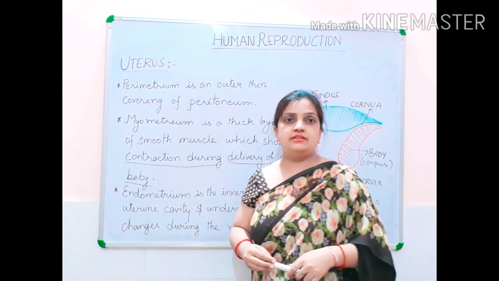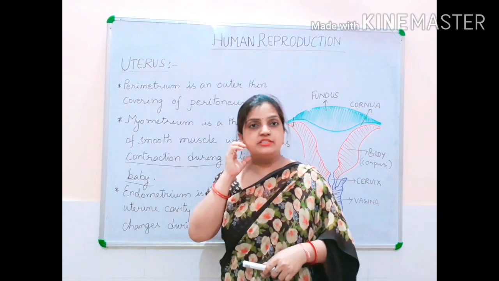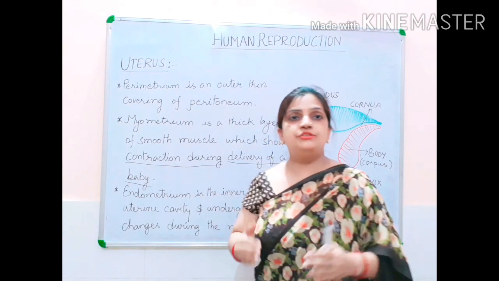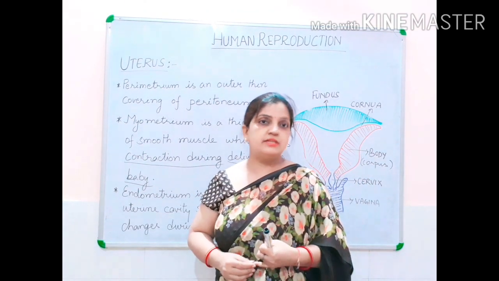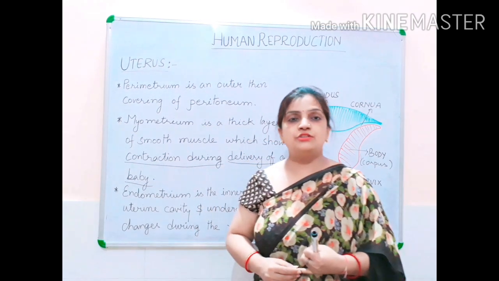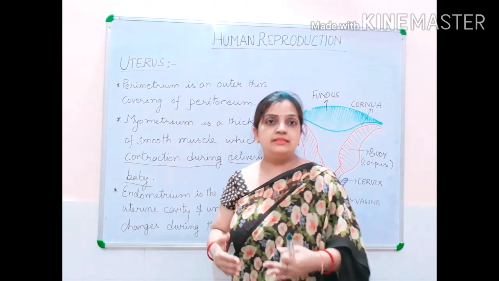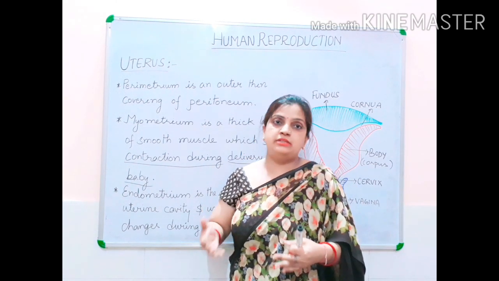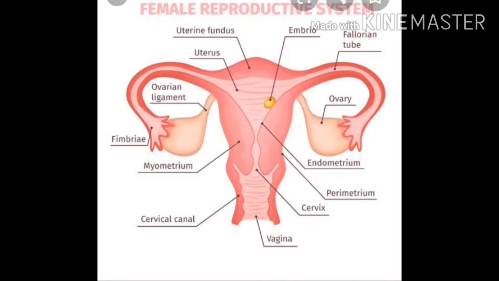Now children, let us elaborate the structure of the uterus in more detail. A few minutes back I told you that the uterus is made up of three walls. The body of the uterus is made up of three walls: perimetrium, myometrium and endometrium. Now let us discuss in more detail, with some extra points other than the NCERT book.